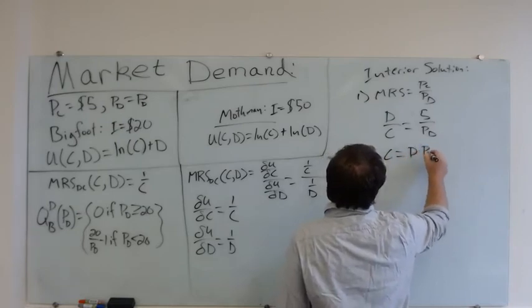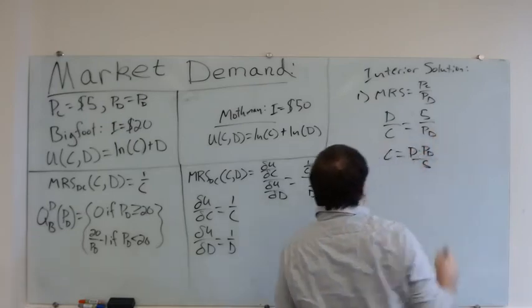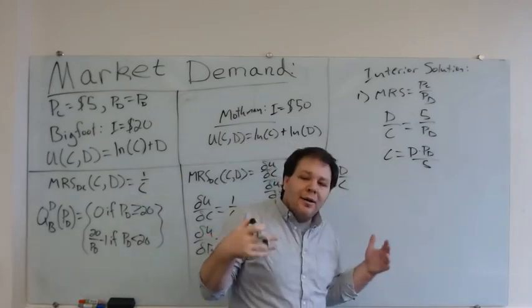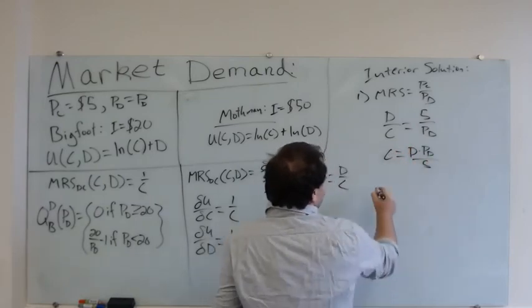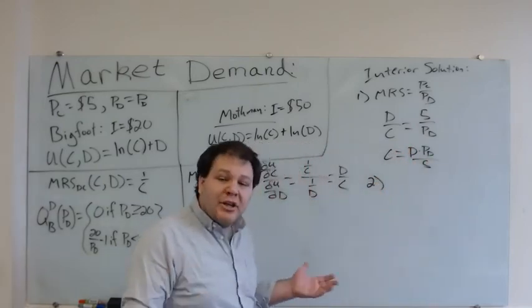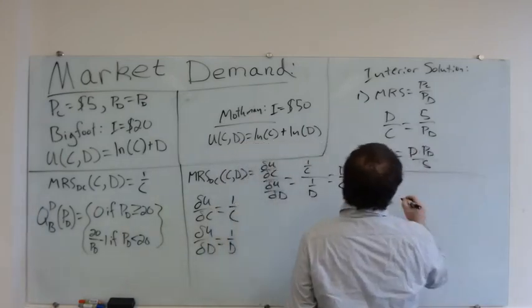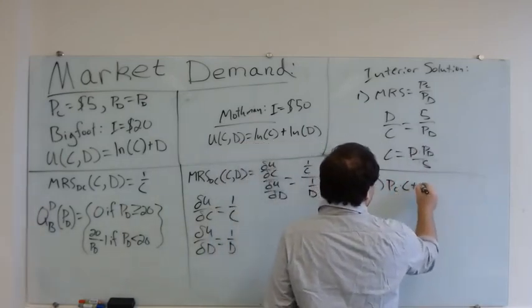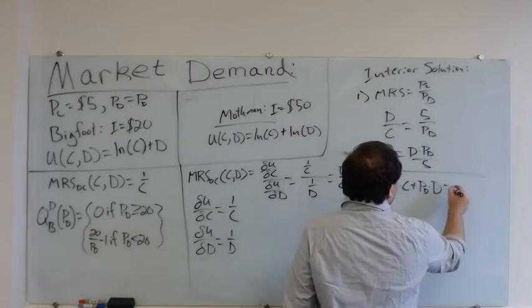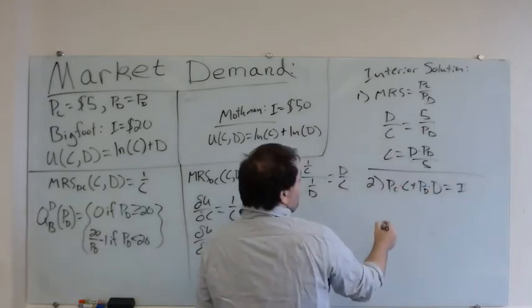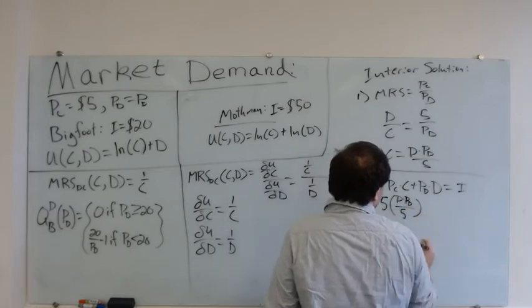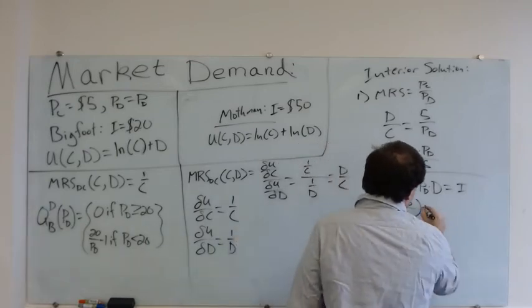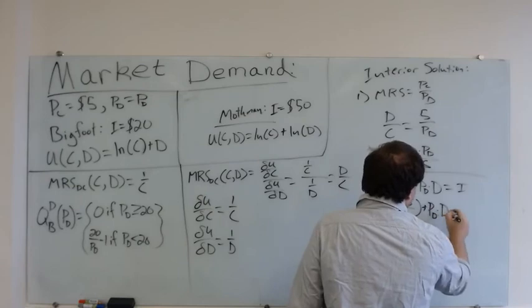I could do it the other way too, but this way we'll get to our function of Dalis a little bit faster. So this is how much chicken we're going to buy. What do we do with that? We plug it into our budget constraint, right? So then we say PC times C plus PD times D has to equal our income. So 5 times D times PD over 5, which is our value of C, plus PD times D has to equal 50 bucks.